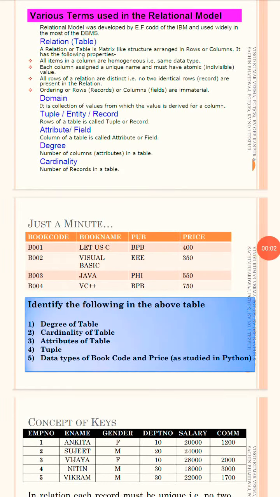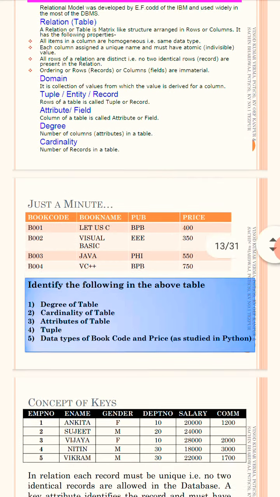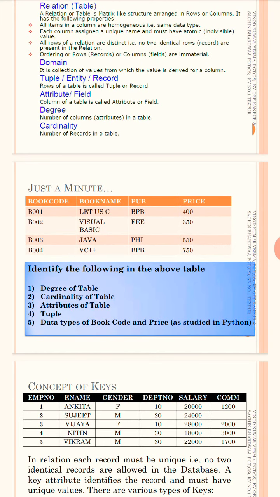Hello everyone. In this video we are discussing various terms used in the relational database model. First is, what is the relation? A relation is simply the table. In this, data is organized in the form of rows and columns. You can simply say, whenever we are managing data in the form of row and column, this is the table, and table is also called the relation.